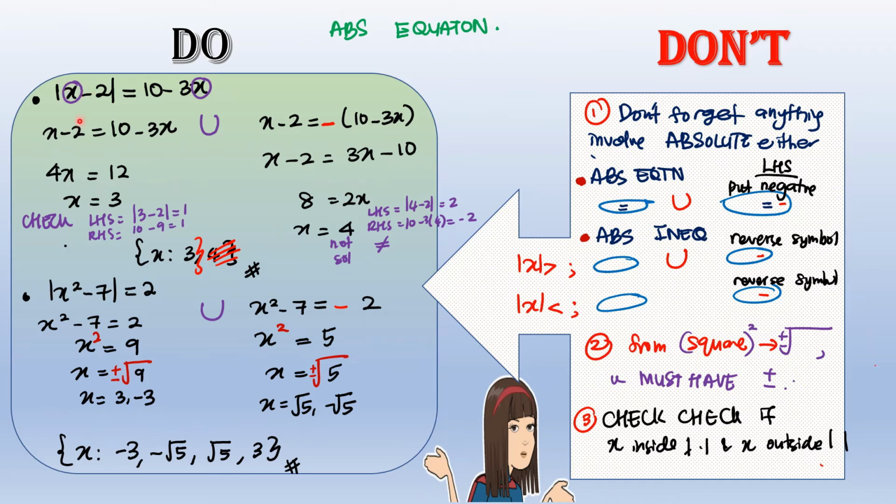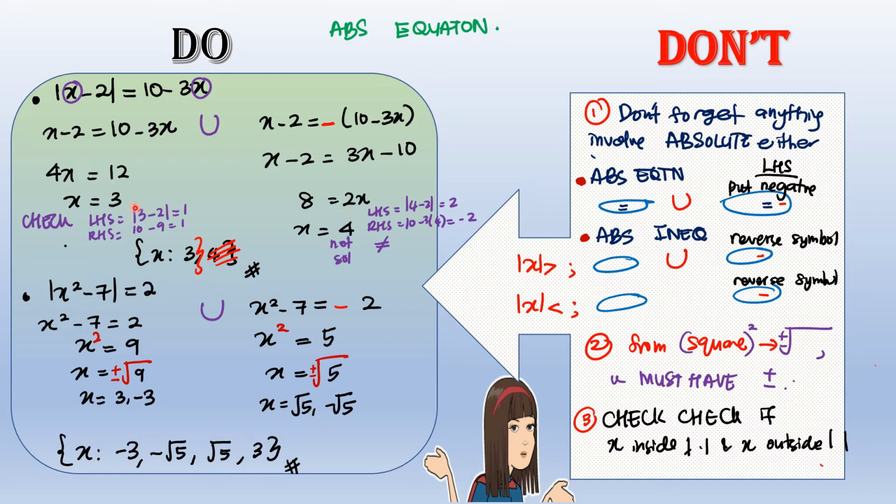Next, our question is a modulus, which means an absolute equation. Again, absolute, we have positive, we have negative. For an absolute equation, we don't need to do anything special, we just use union. Okay, we get the values and you get the value 4.